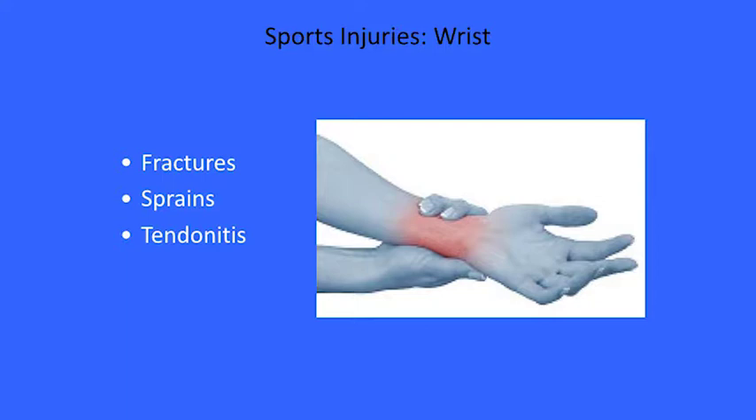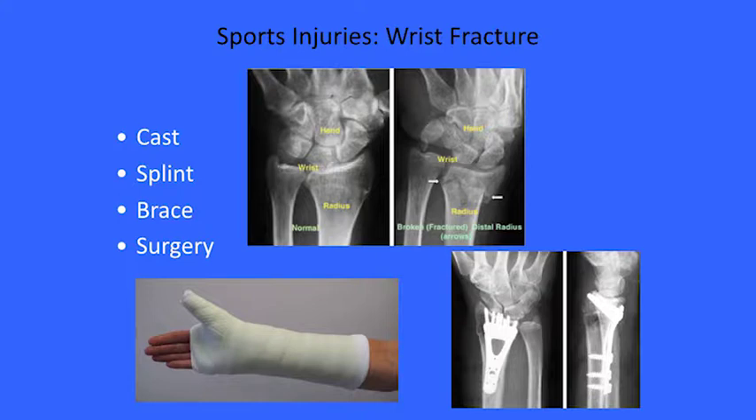Wrist injuries, fractures, sprains, and tendonitis are mostly what we'd see in this area. It could be golf, racket sports, softball, pickleball, whatever you may want to do. Even bowling, you get a lot of tendonitis. We'll talk about fractures briefly. Very common, always a possible sporting injury.